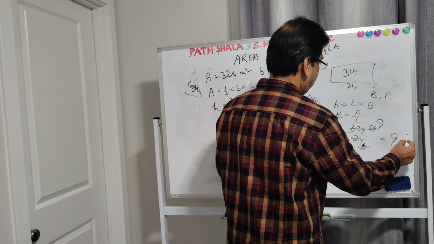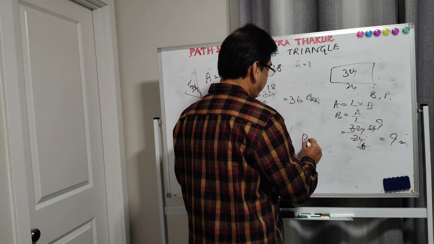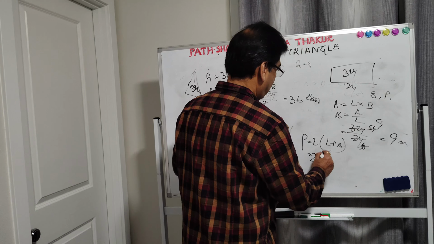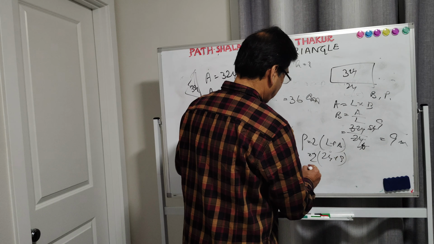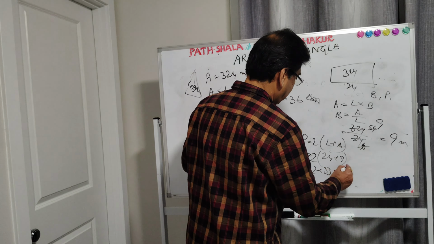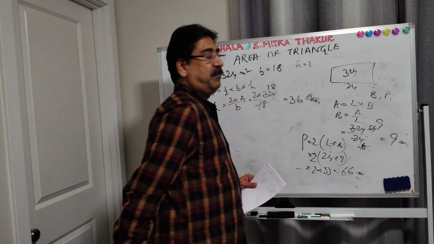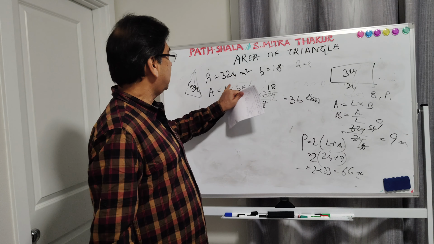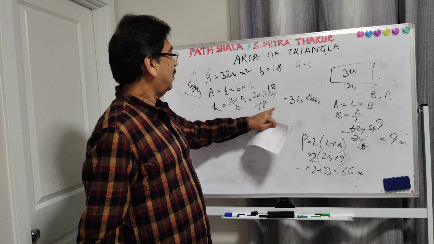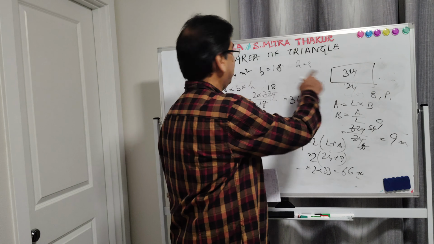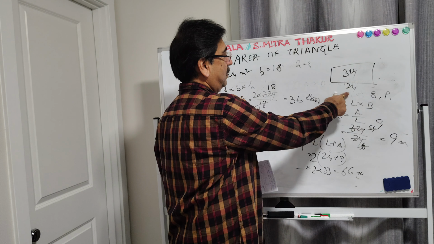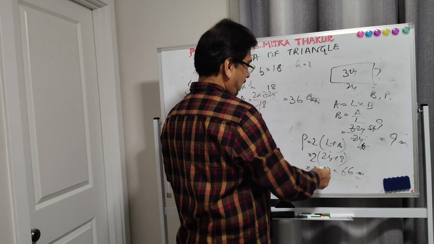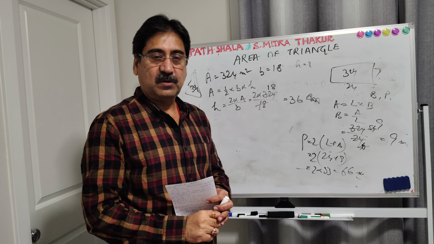That is equal to 9 meter, and the perimeter will be 2 into length plus breadth. That is 2 into 24 plus 9, that is 2 into 33, that is 66 meter. In the same area, there is a triangle whose area and base are given, so the height is calculated. And for the rectangle, the length is given, so from the length you calculate the breadth, which is 9, and from that the perimeter is 66 meter.